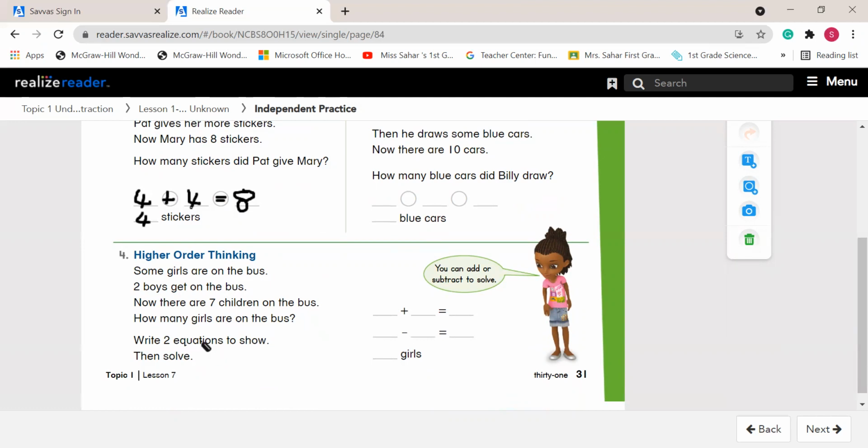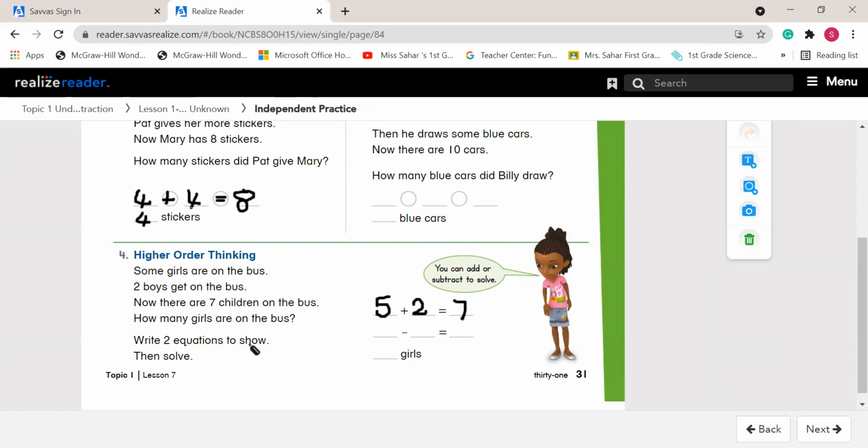All right, again, there are some girls on the bus. 2 boys get on the bus. So there are a total of 7 children. So this is my total, 7. I know there are some girls, but I don't know how many, but I know that there are 2 boys. So that means how many girls got on the bus. When I add the girls' number and the boys' number, I will have 7. Or on the other hand, 2 plus what equals 7? Very good. 2 plus 5. So 5 plus 2 or 2 plus 5 equals 7.